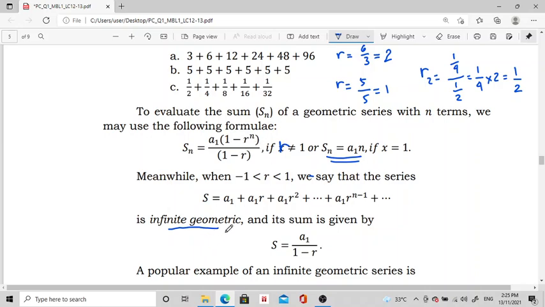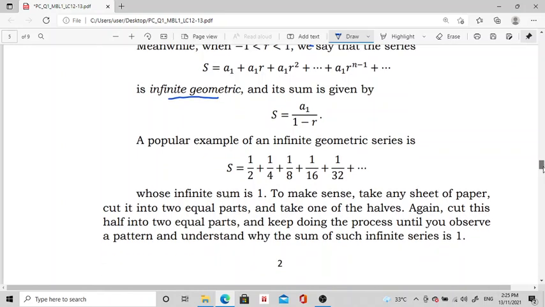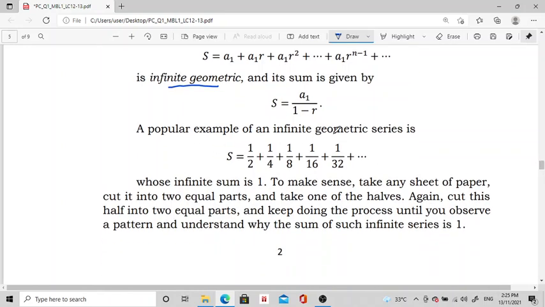So, more examples later, more illustration later on infinite geometric series. Actually, it's already here. A popular example here is the infinite geometric series 1/2 plus 1/4 plus 1/8 plus 1/16 plus 1/32 plus and so on. So, you may think, how am I going to evaluate or find the sum of such series kung walang katapusan yung pag-a-add ng terms? So, you may think that way. But actually, the answer here is 1.